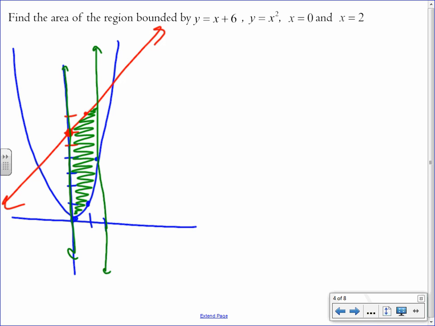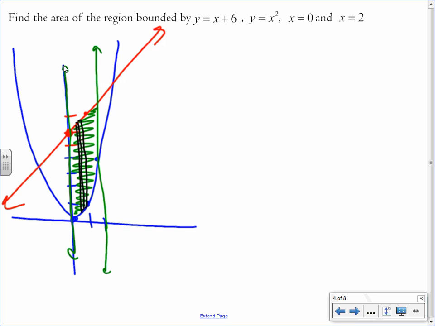Okay. Now the nice thing about this problem is they basically just gave us the limits of integration, didn't they? They want between 0 and 2. Okay? Well, we're going to integrate. We're basically taking these infinitely small rectangles with thickness dx, with width dx, from 0 to 2.